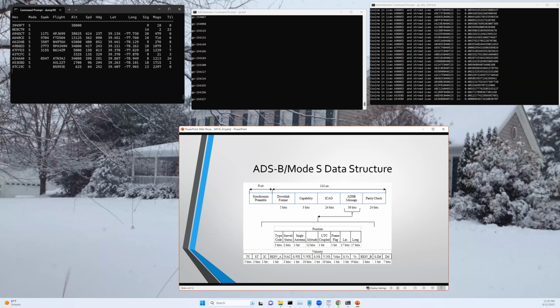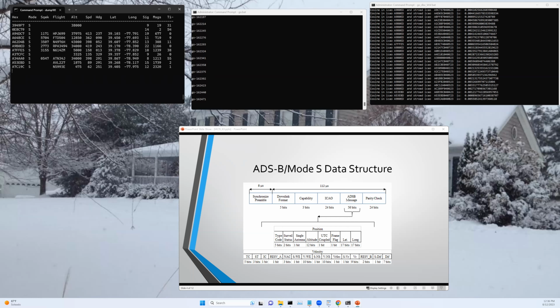Now, Mode S-ES is an extension of Mode S in which packet length was increased from 56 bits to 112. And that allowed for inclusion of GNSS or GPS information in the messages. Mode S-ES is also known as 1090 ES, and it's the standard data link for ADS-B.